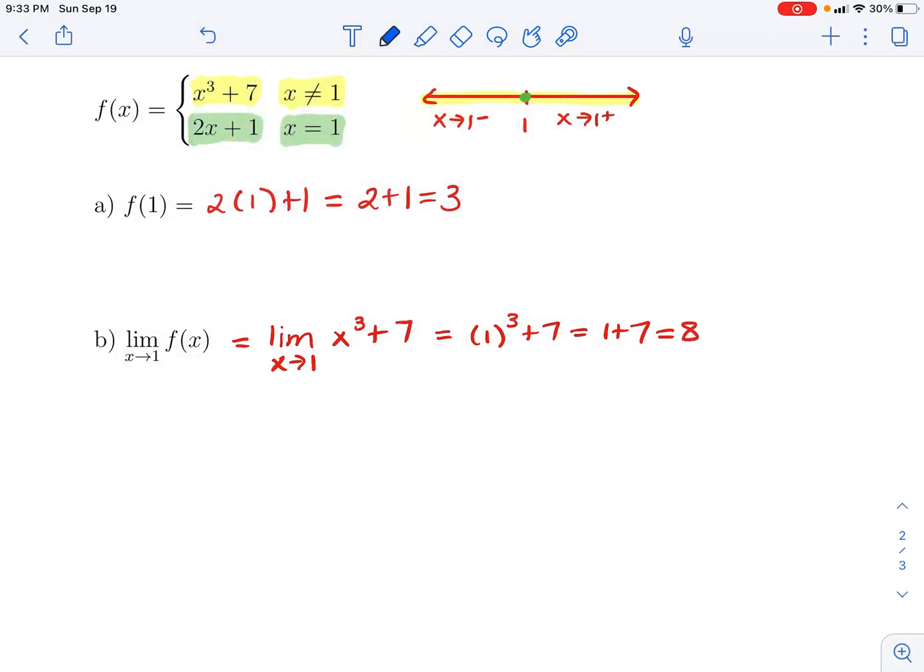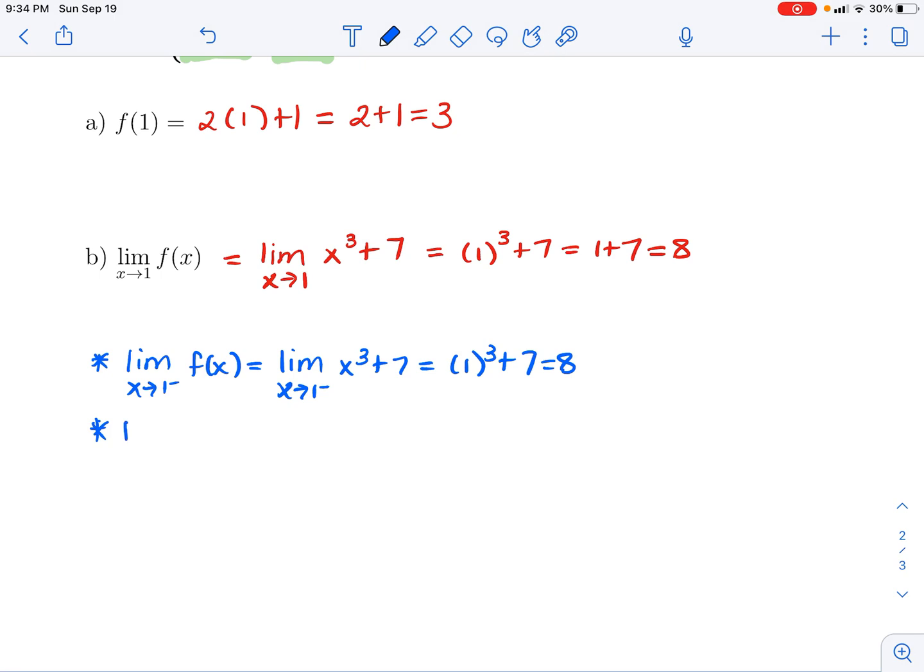Okay, and just to show you what I'm talking about, you could have said that the limit as x approaches 1 from the left of f of x is equal to the limit as x approaches 1 from the left of x cubed plus 7, which again, same idea, plug in, you get 8. And then here, you could say the limit as x approaches 1 from the right of f of x, which again, coming from the right, is the same function, x cubed plus 7, and so this is 1 cubed plus 7, which is equal to 8.